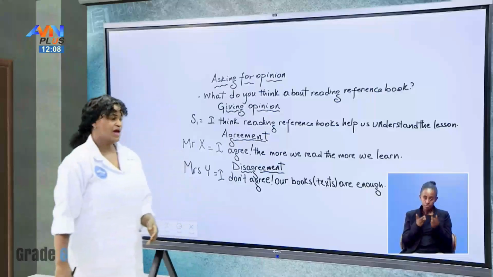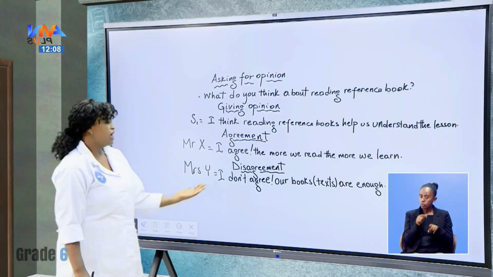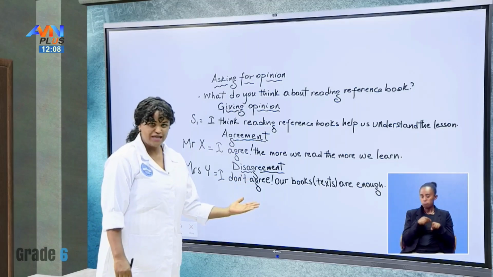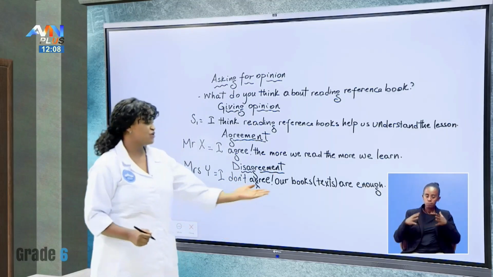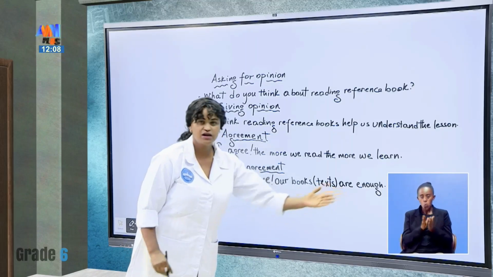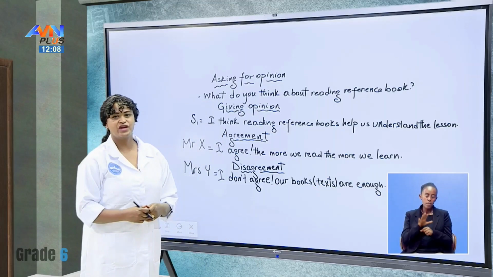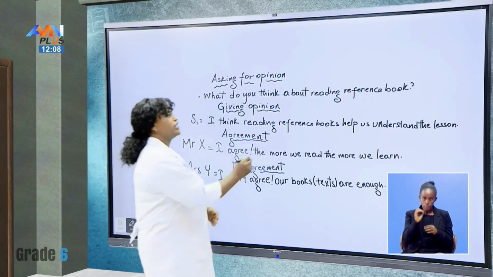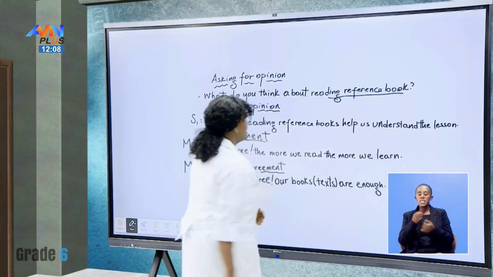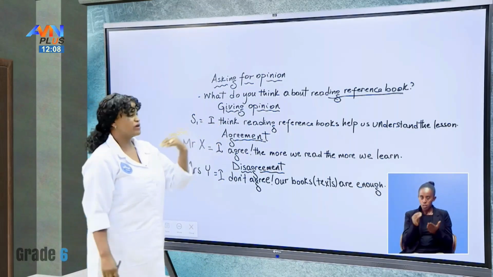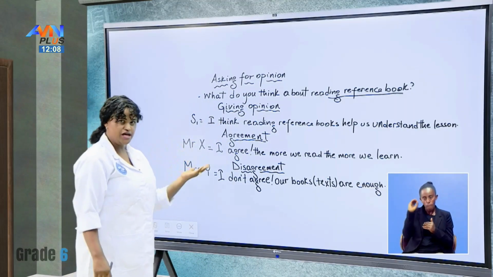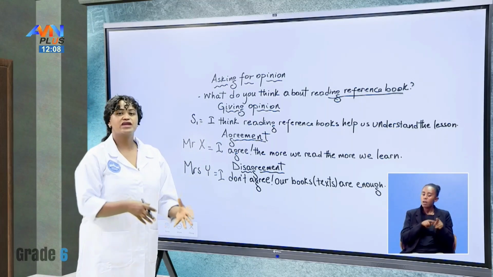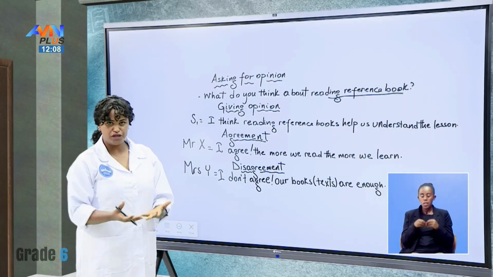Look, how does he disagree? He says what? She says what? I don't agree. Then, to strengthen her disagreement, she says what? Our books or our texts are enough. You see? What have we done so far? We ask for an opinion on an issue of reading reference books. Then, what comes next is giving personal opinion by saying, I think. And the third step is what? Today's lesson. How to agree and disagree in a given opinion, which is what?